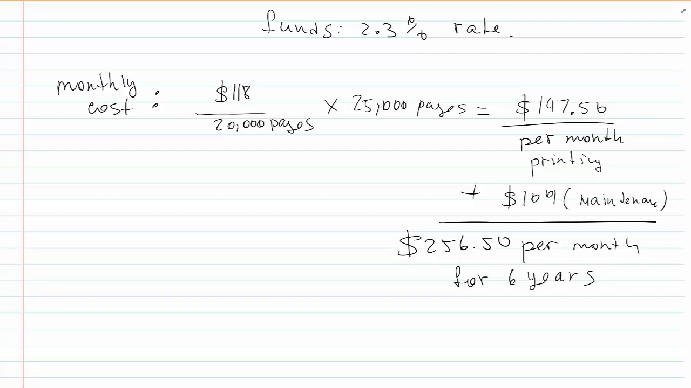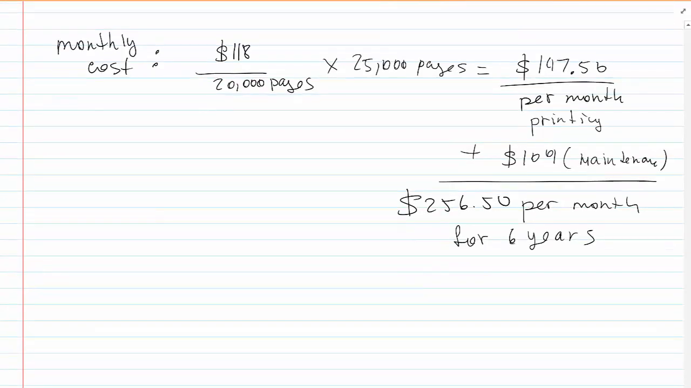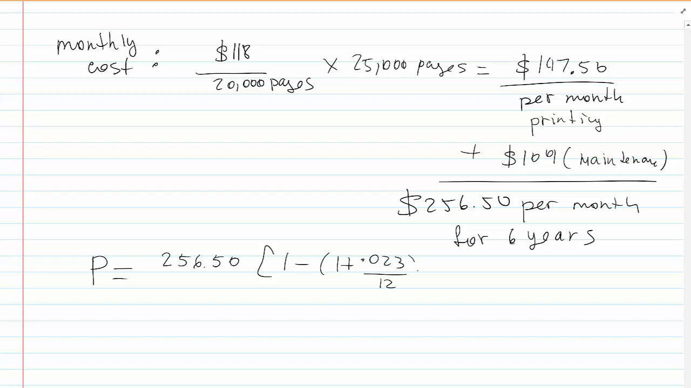It is a present annuity, again because what is the amount that we need right now to get those payments paid over the course of 6 years? So it's $256.50 a month. 1 minus 1 plus the rate, 0.023, and it's monthly, so divided by 12, to the power of minus 12 times time. What's time? 6 again. So that would be 72. So minus 72. And the whole thing divided by 0.023 divided by 12.